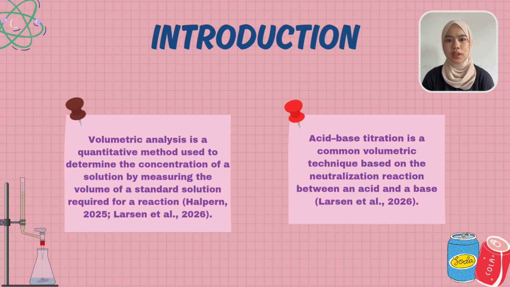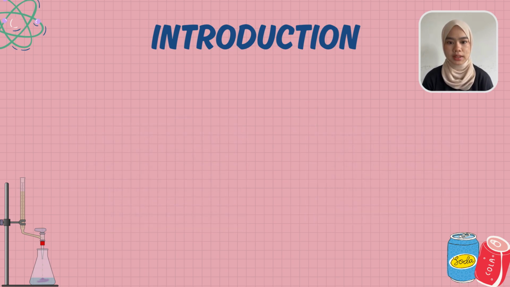The second point is acid-base titration. Acid-base titration is one of the most common types of volumetric analysis. It is based on the neutralization reaction between an acid and a base. During the reaction, the acid and base react together to form salt and water until the neutralization is complete.